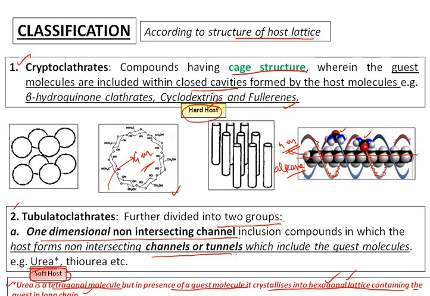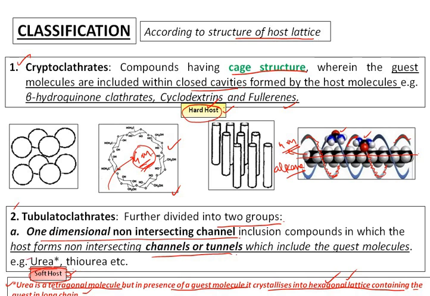Cyclodextrins are called hard host because before and after the formation of an interaction or a bond between the host molecule and the guest molecule, there is no change in the structural feature of the host molecule, right? The host molecule has not been changed after the guest molecule gets into the cavity. It remains the same. However, the soft host is the one which has a different structure after the formation of a bond with the guest molecule.